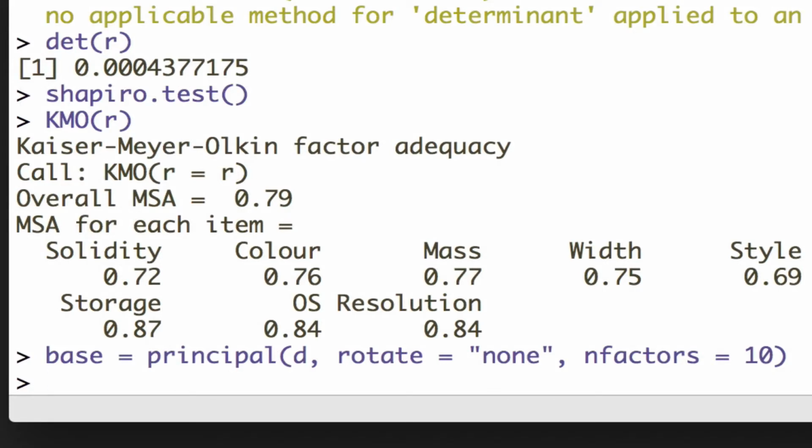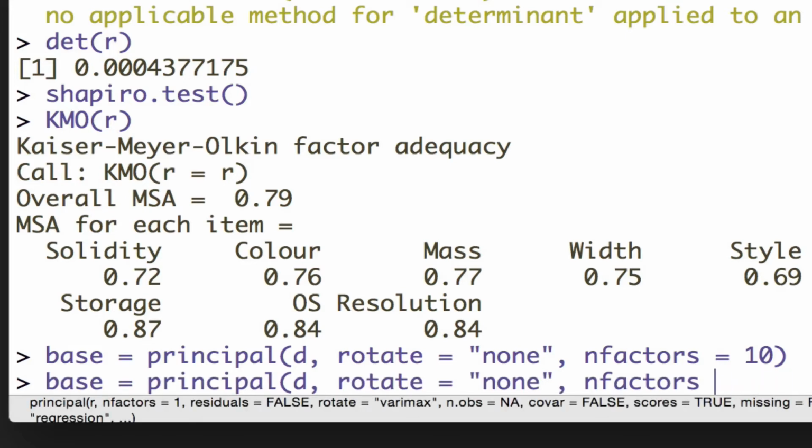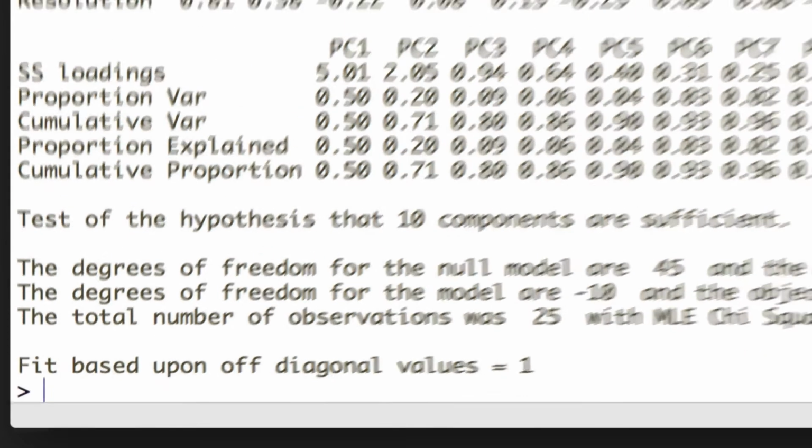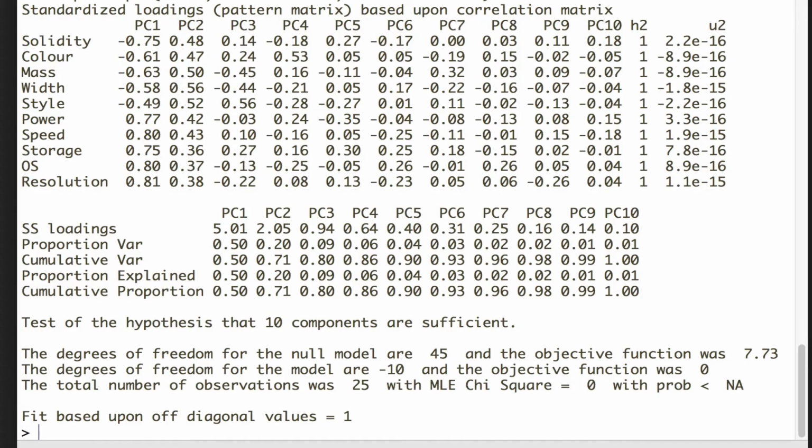Now there are several. I'll just run that to show you what the output looks like. There are several ways we can decide how many factors we want to extract. The two that I'm going to talk about are called the Scree Plot and the Eigenvalues.